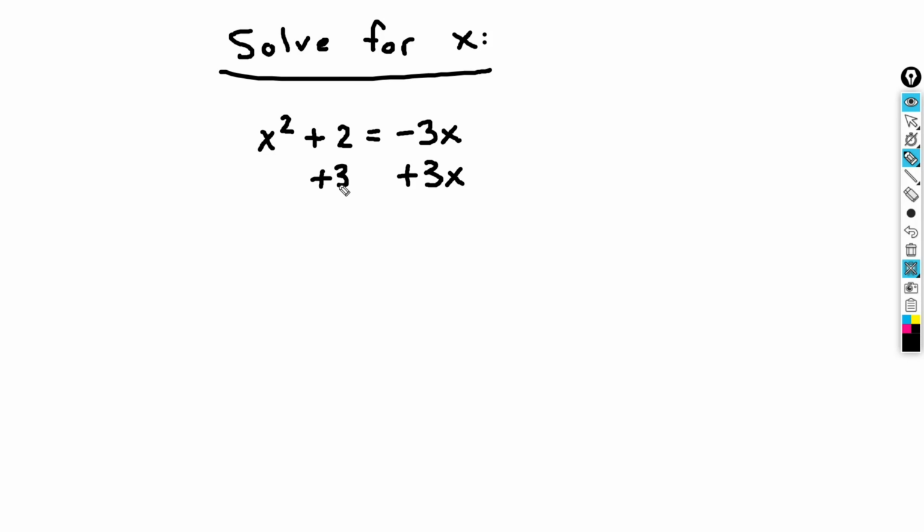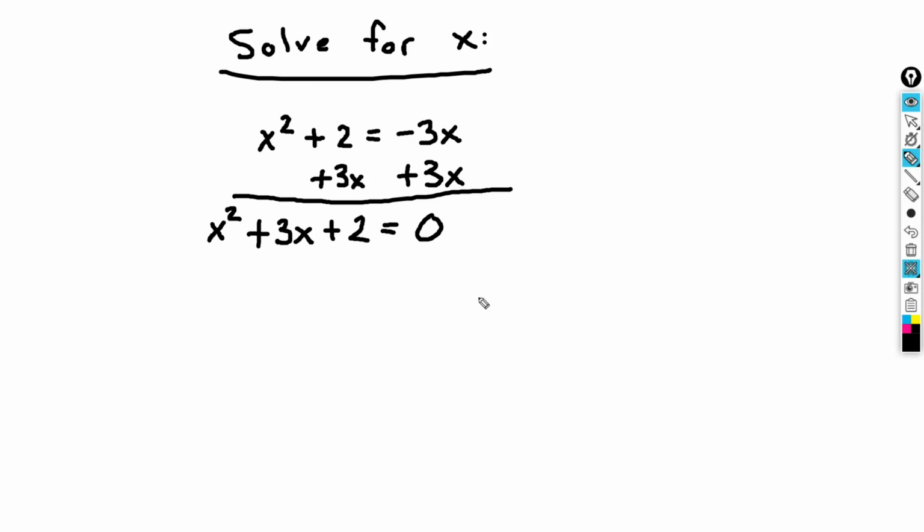Now the 3x cannot combine with 2 or x squared, and the way I'm going to want to write the left-hand side here is x squared plus 3x plus 2. You don't want to get confused and think the 3 is your constant term or anything like that. 3 is the coefficient b, so we want to remind ourselves of that. On this left-hand side, -3x plus 3x gives me 0. So now we have one side of the equation equal to 0.